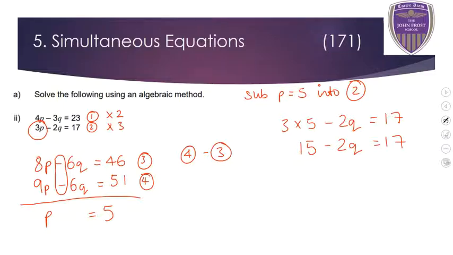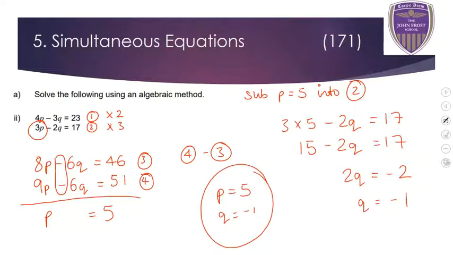Okay, so all this means is 2Q must be minus 2. Yeah, because 15 minus minus 2 is 17, because it becomes 15 plus 2. So Q must be minus 1, because obviously we divide minus 2 by 2. All right, so our two solutions are P equals 5, Q equals minus 1.